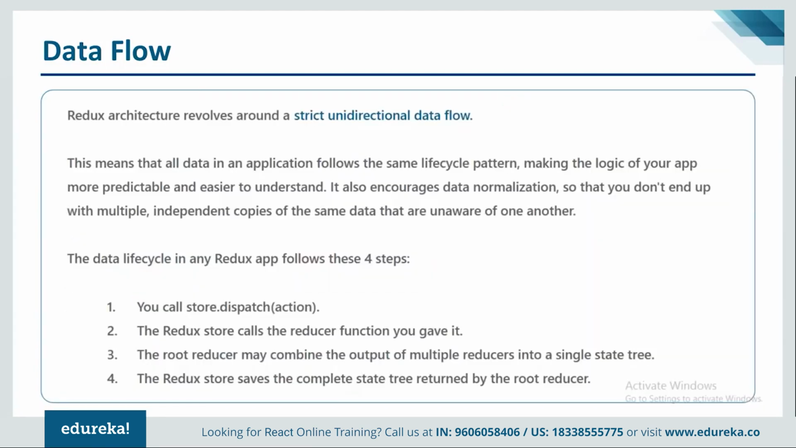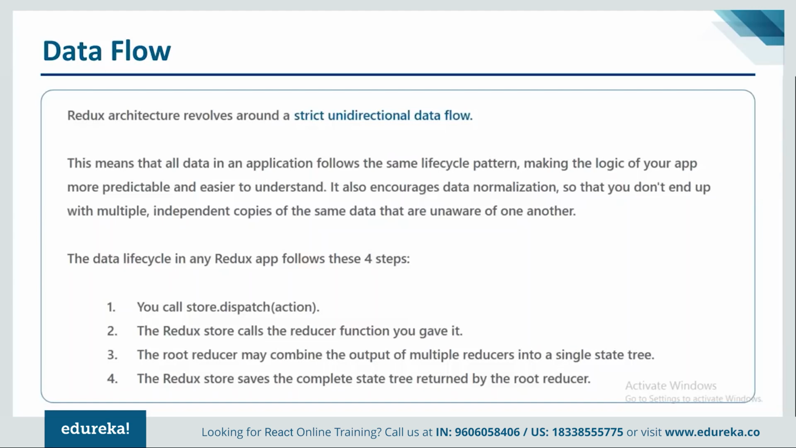So if I talk about Redux architecture, as I mentioned, it revolves around a strict unidirectional data flow. The data lifecycle in any Redux application basically follows 4 steps. As you can see on the screen, these are the 4 steps and they happen in this order only. Which means that data in an application follows the same lifecycle pattern, making the logic of your app more predictable and easier to understand. So what are these 4 steps? The first step is that you call store.dispatch(action). The second step is the Redux store calls the reducer function you gave it.